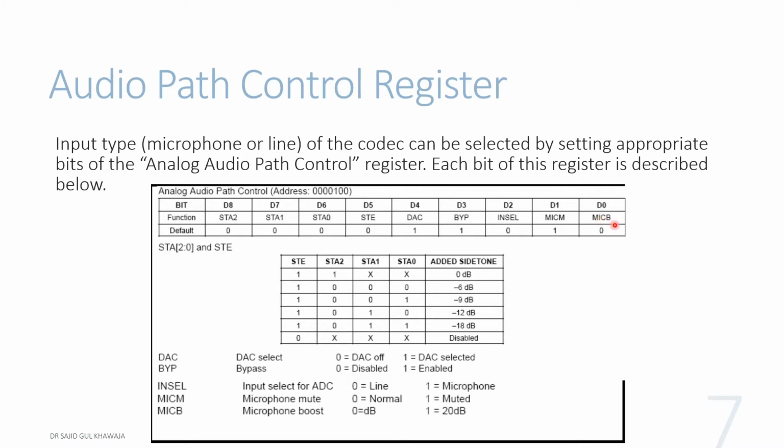So I hope this clarifies how different control registers will enable us to control the functionality of AIC23. In similar fashion, we can change other control registers to suit our needs.